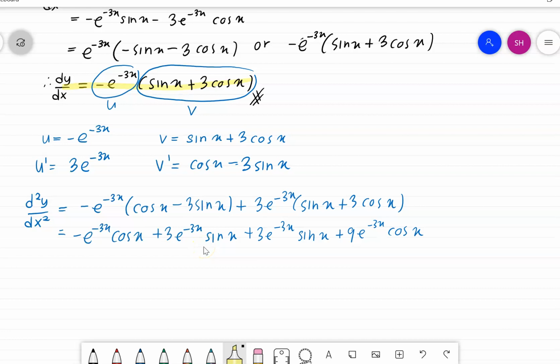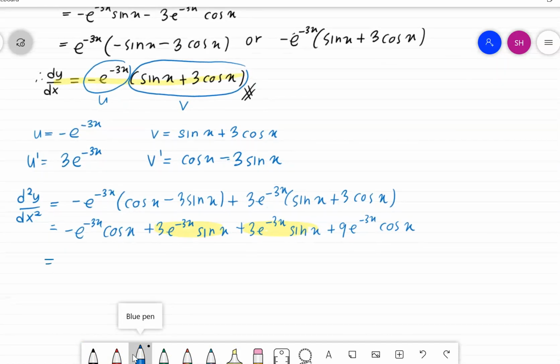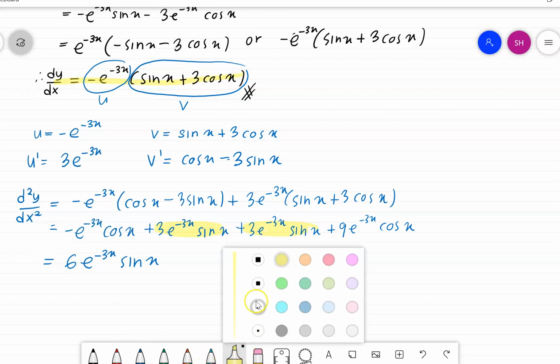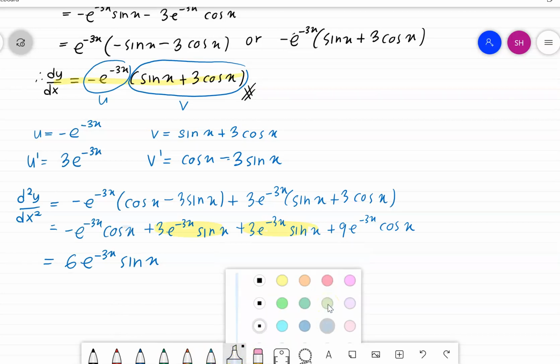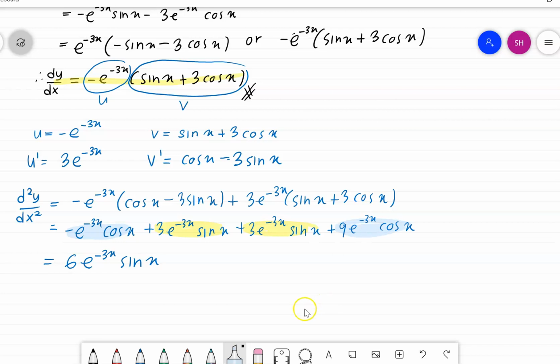We can simplify. 3 e to the negative 3x sin x plus 3 e to the negative 3x sin x is positive 6. 3 plus 3 is 6. 6 e to the negative 3x sin x, and then this one negative 1 e to the negative 3x cos x plus 9 e to the negative 3x cos x is positive 8 e to the negative 3x cos x.